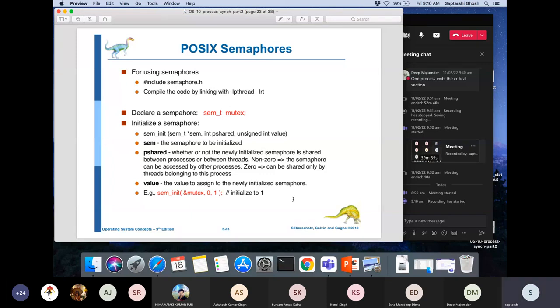And you have a value. So we discussed that depending on your application, you can think of a binary semaphore where the value is 1 or 0. Or if you want a counting semaphore, then you might initialize the semaphore to a higher value. Like you can initialize the semaphore with value 5. So this is the sem_init call.